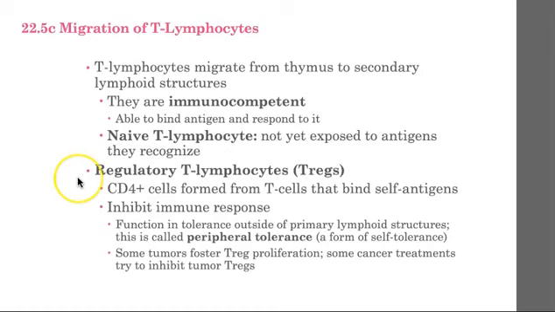Let's talk about our regulatory T lymphocytes, also known as Treg. They also are going to have the CD4 protein on them and will be able to bind to self-antigens. Now, I know you might be thinking, wouldn't that trigger an autoimmune response, but we do need some of these regulatory T cells so that we can stop an immune response from taking place beyond the point of fighting a pathogen. So they're also functioning in tolerance outside of the primary lymphoid structures though. So this is why we call this type of tolerance peripheral tolerance.